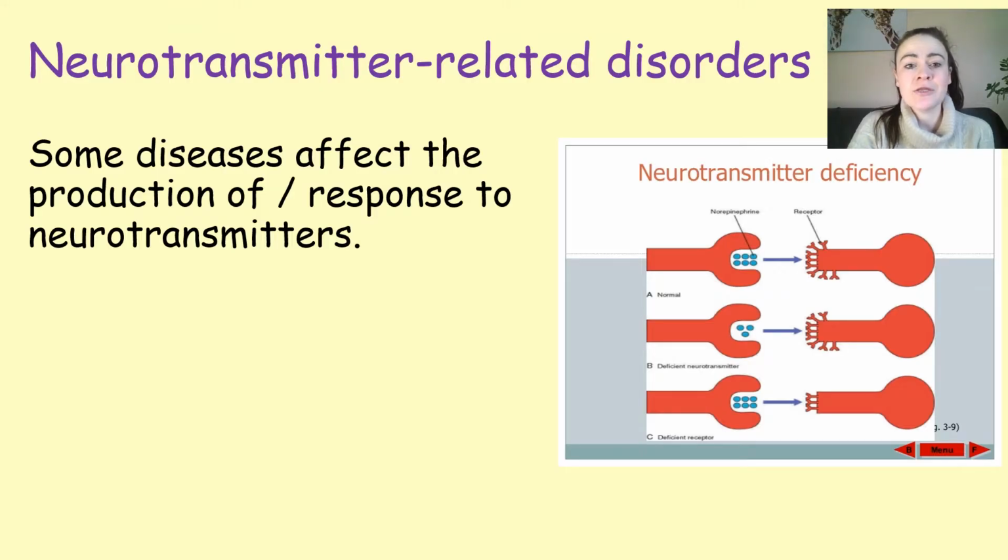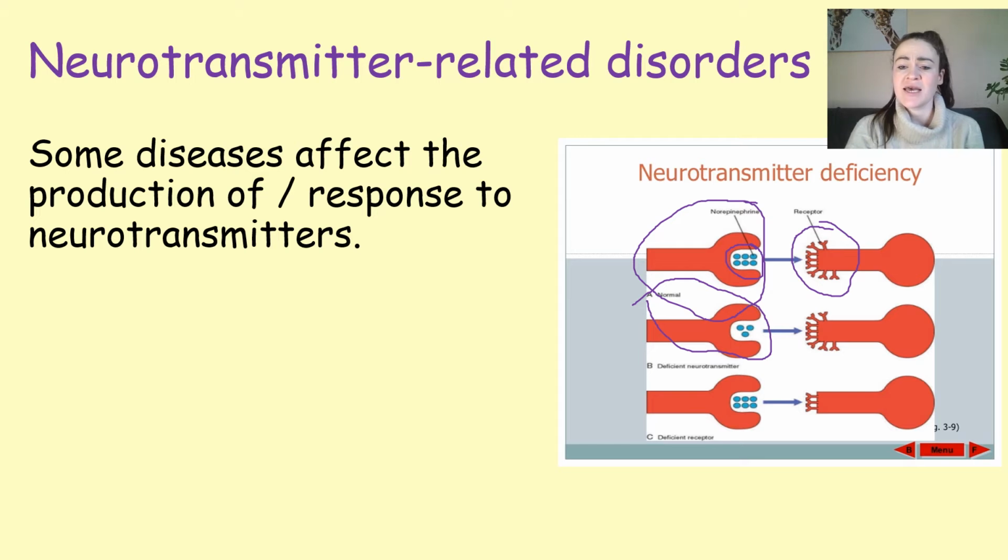So now we're going to look at neurotransmitter-related disorders, and these are basically diseases or disorders that affect either the production of neurotransmitters or the response to neurotransmitters. Now if you look at this diagram, this one here that I've circled is the normal one. So it's showing a presynaptic nerve releasing a normal amount of neurotransmitters and a postsynaptic nerve with a normal amount of receptors. Now if we look at our B diagram here, what we've got is a reduced number of neurotransmitters.